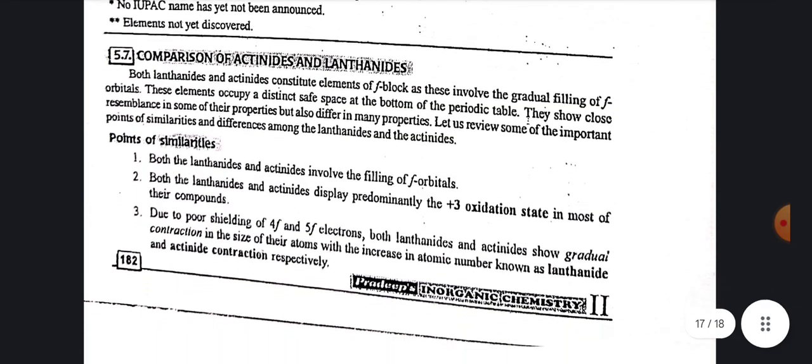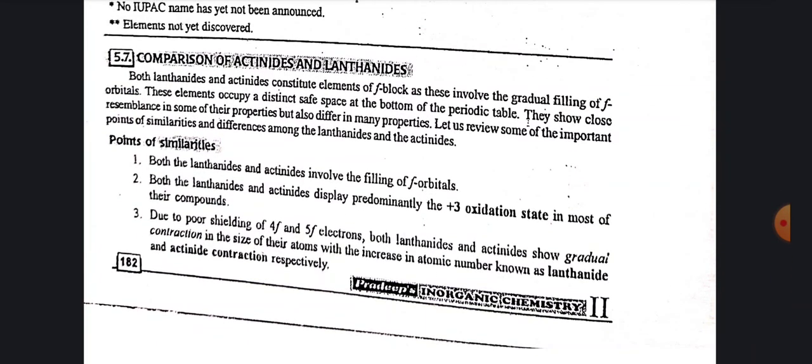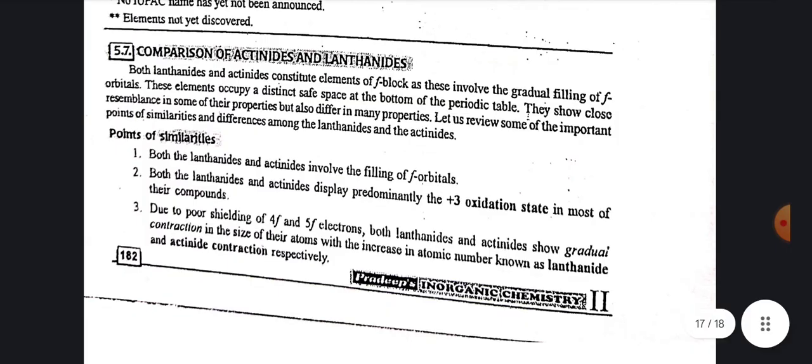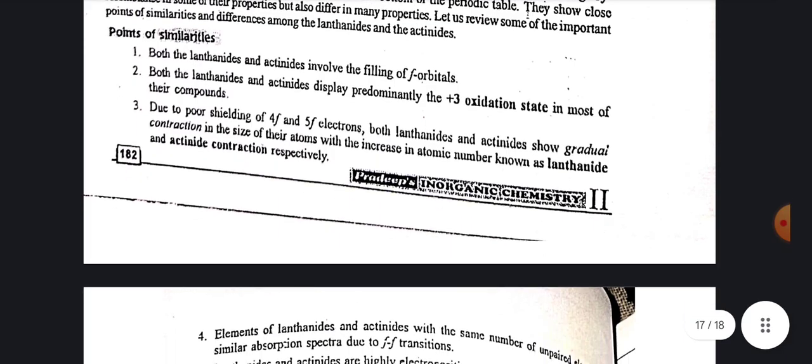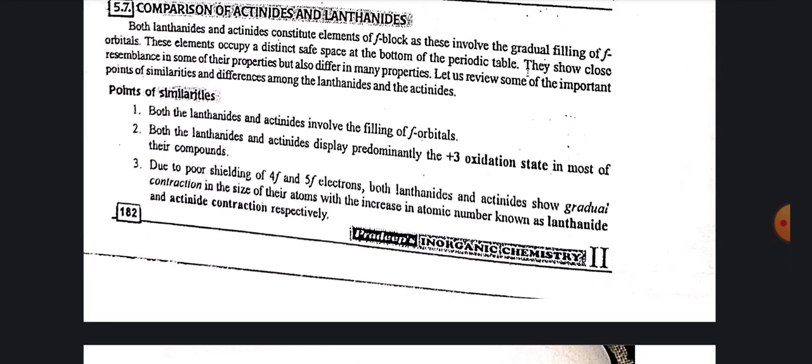Comparison of actinides and lanthanides. Both lanthanides and actinides constitute elements of the f block, as these involve the gradual filling of f orbitals. These elements occupy a distinct place at the bottom of the periodic table. They show close resemblance in some of their properties, but also differ in many properties. Let us review some of the important similarities and differences between lanthanoids and actinoids.